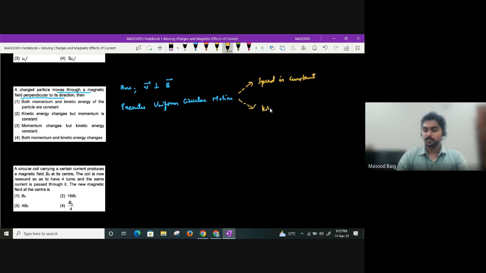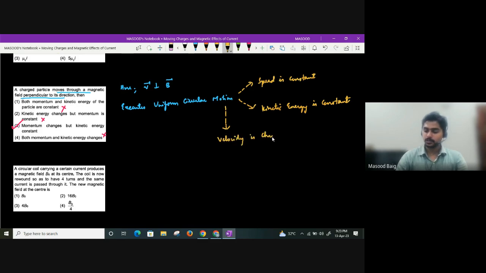But what will keep on changing? Velocity will keep on changing in direction. Momentum will also keep on changing in direction. In magnitude, they will remain same. Both momentum and kinetic energy of particle are constant. Correct? No. Kinetic energy changes, but momentum is constant. Correct? No. Momentum changes, but kinetic energy constant. Correct? Yes. Clear, all of you? How is momentum changing? The speed is constant, kinetic energy is constant because they are scalars, guys. Velocity is changing.